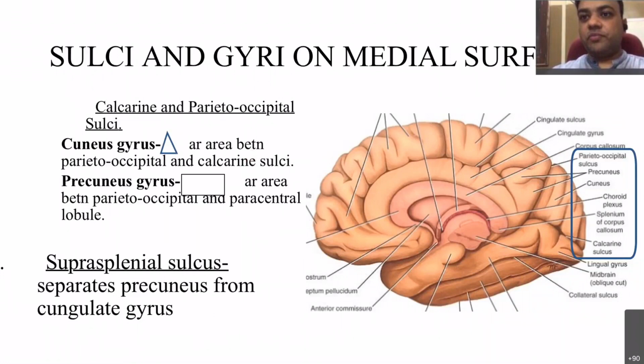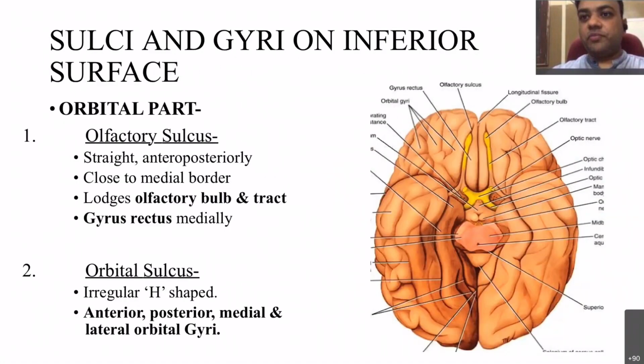Then the suprasplenial sulcus. Like we saw the callosal sulcus here, this is above the body. This is the splenium of the corpus callosum. So above that there is the suprasplenial sulcus, separating the precuneus from the cingulate gyrus. This is the cingulate gyrus and this is the precuneus. So this whole sulcus is known as the suprasplenial sulcus because it is over the splenial part of the corpus callosum. Got it?